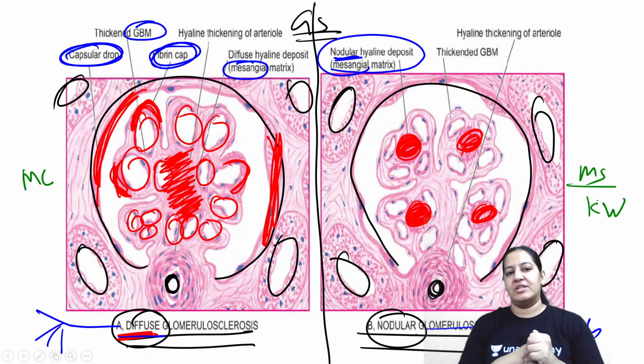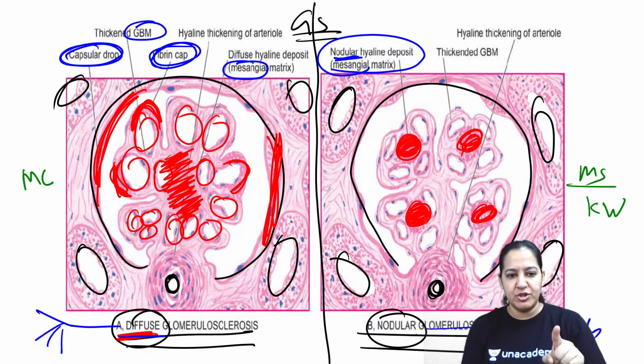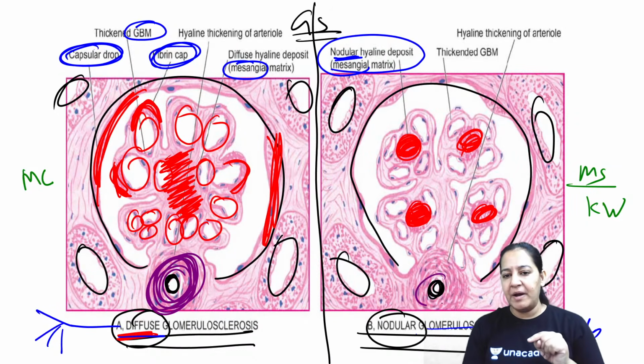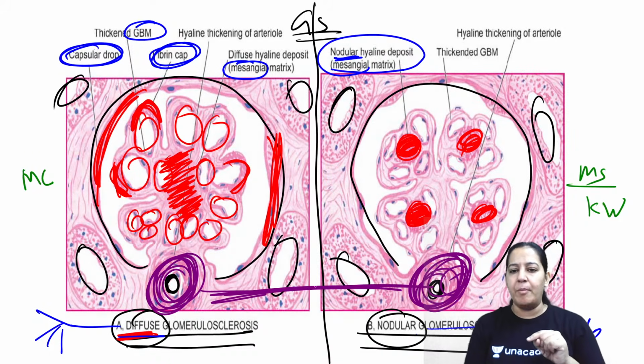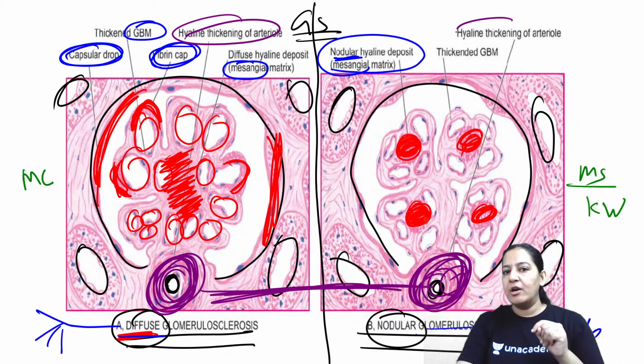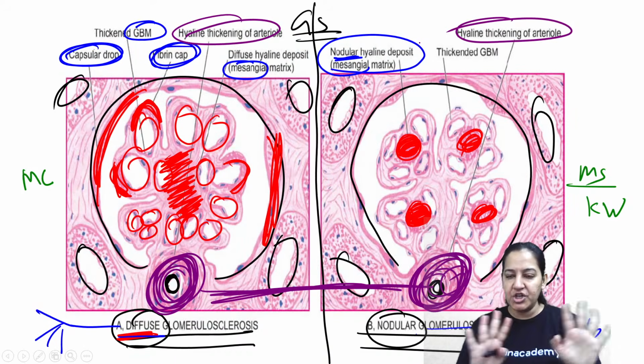Coming to the vascular changes. Now in the vascular changes, you can appreciate one blood vessel here and one here, but the change is common. In the media of the blood vessel, here also hyaline is deposited. So hyaline arteriosclerosis is a common feature of both of them. Here also hyaline thickening of the arteriole, here also hyaline thickening of the arteriole.